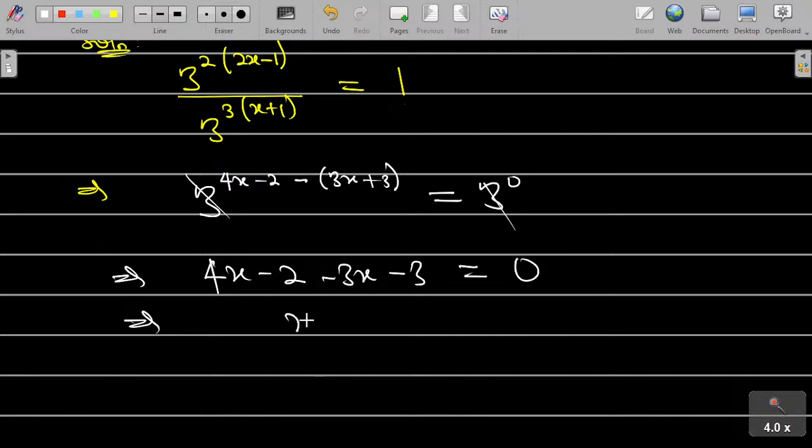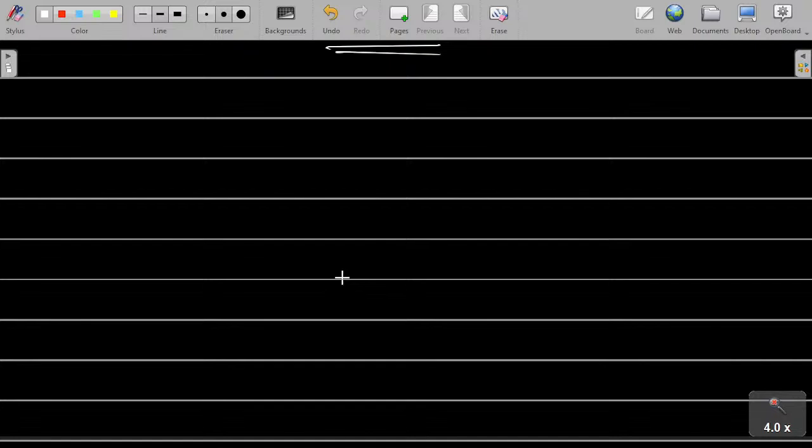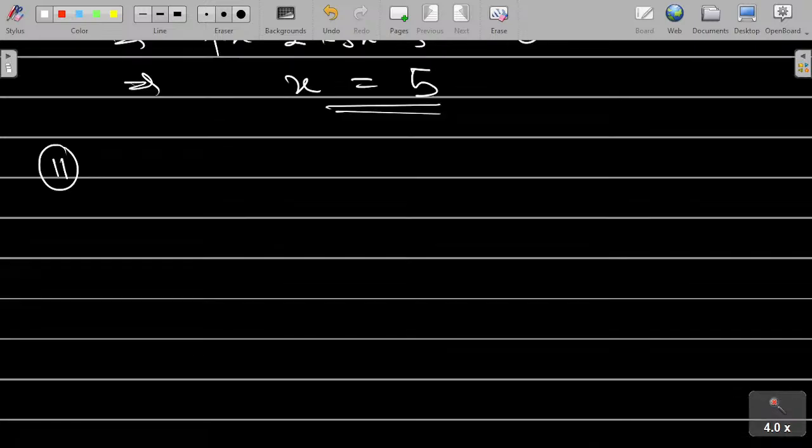4x minus 3x is x. Then minus 2 minus 3 is minus 5. Take it over to the other side. That will give your x as equal to 5. Alright, and that is the solution for number 10. Okay, so we move over to number 11. Okay, so that number 10 exercise happens to be the last question on indices for now.